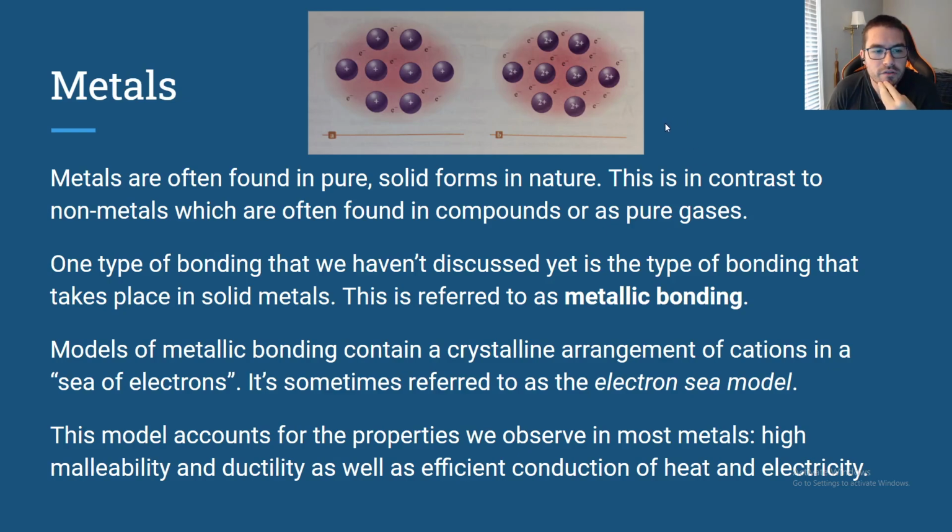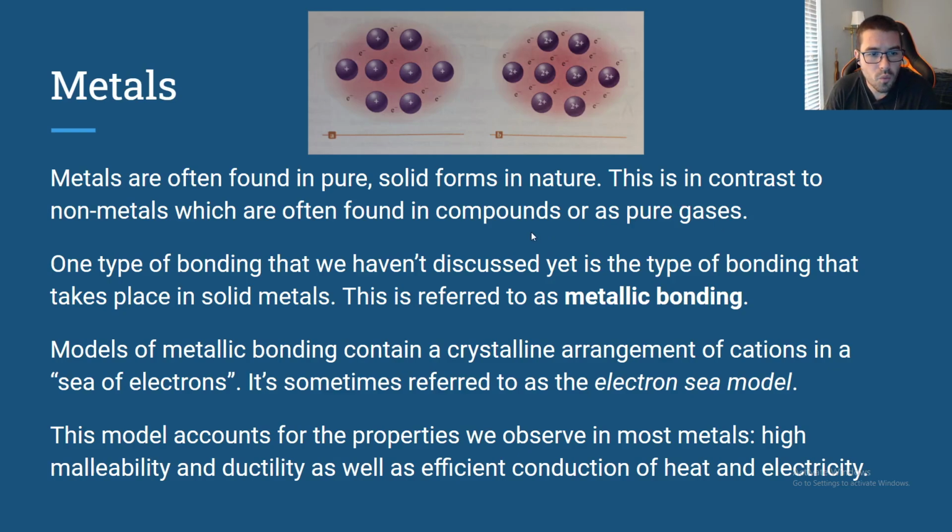Okay, so let's go ahead and talk about metals. We haven't talked about metals before, not in great detail, I should say. Metals are often found in pure solid forms in nature, not always big chunks of them, but you can find them in pure solid elemental forms. This is in contrast to nonmetals, which are usually found in compounds or as gases, for example, right? A lot of times nonmetals will be found in compounds, think hydrogen and oxygen in water, or as pure gases, like oxygen gas or nitrogen gas or the noble gases.